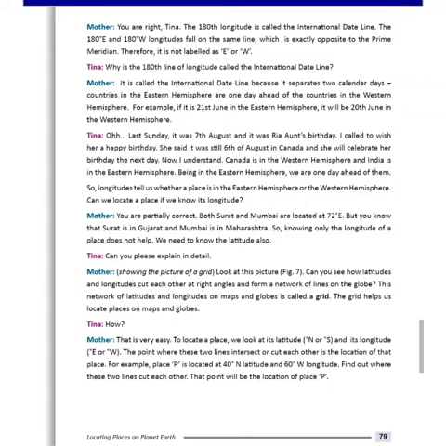When it is Sunday in the western longitude, the eastern longitudes have a Monday. Okay, so the 180th longitude is called the international date line. The 180-degree east and 180-degree west longitudes fall on the same line, which is exactly opposite to the prime meridian. It is not labeled as east or west. It is called the international dateline because it separates two calendar days. Countries in the eastern hemisphere are one day ahead of the countries in the western hemisphere. For example, if it is 21st June in the eastern hemisphere, it will be 20th June in the western hemisphere.